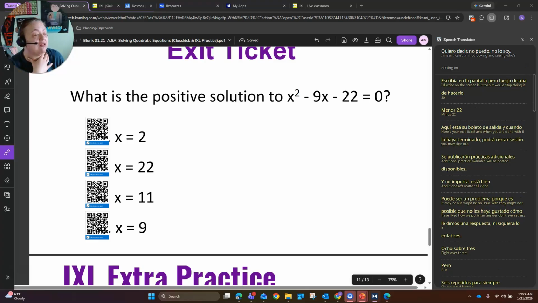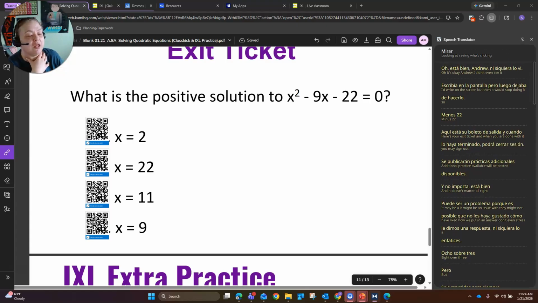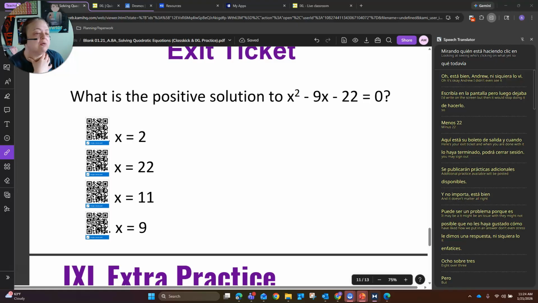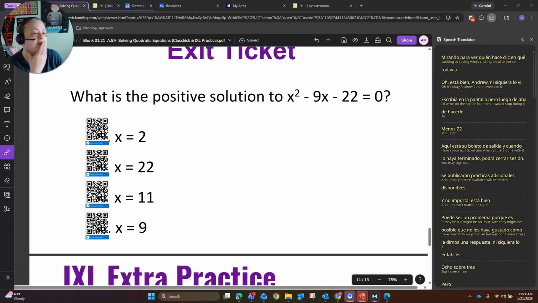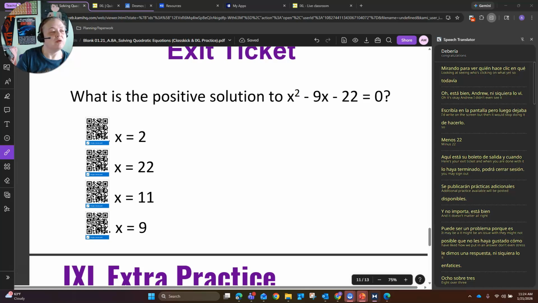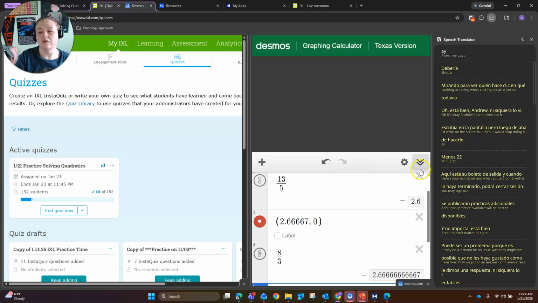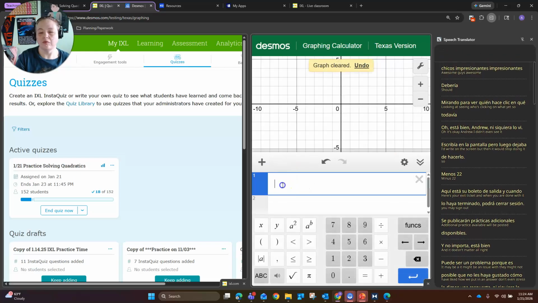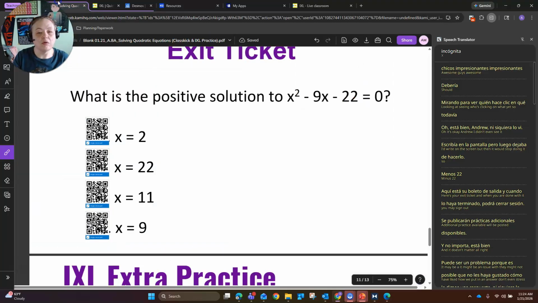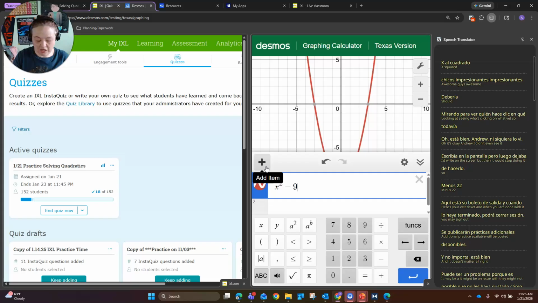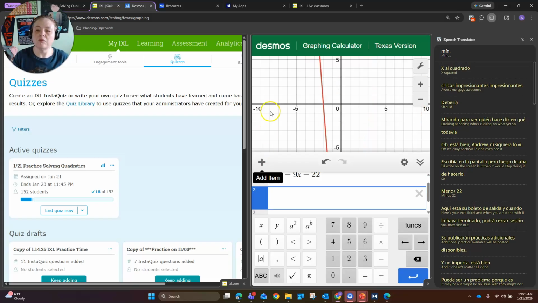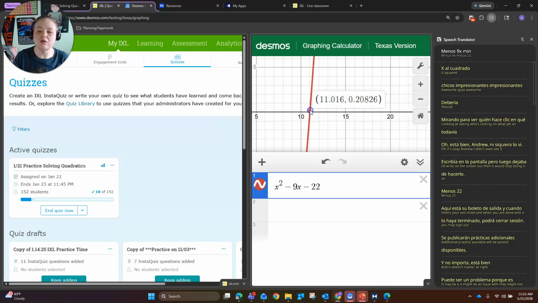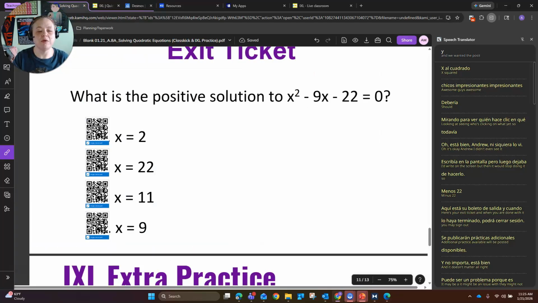I like that 10 of you have actually answered C. Awesome. Good job, guys. If you answered C, congratulations. That is the correct answer. So let me show you how this is the answer to C, just so you see it. x squared minus 9x minus 22. And we wanted the positive solution, and it was 11. So good job, guys.